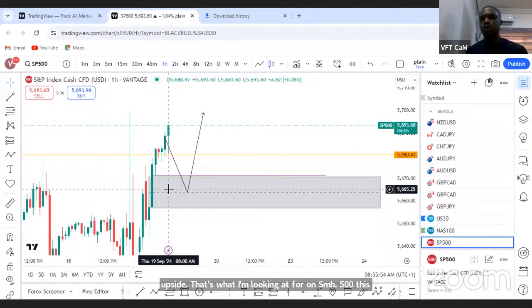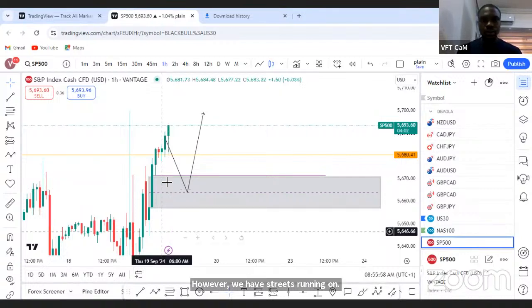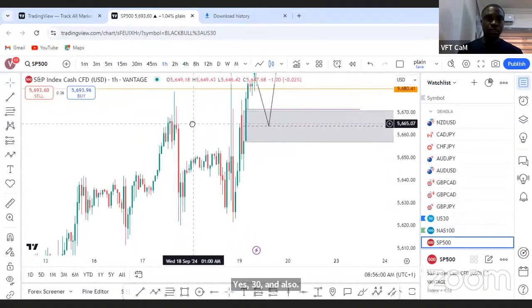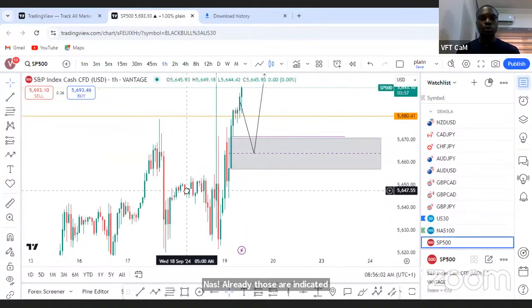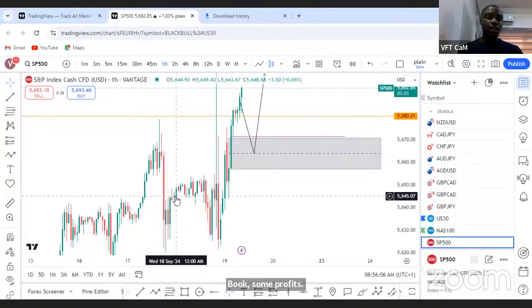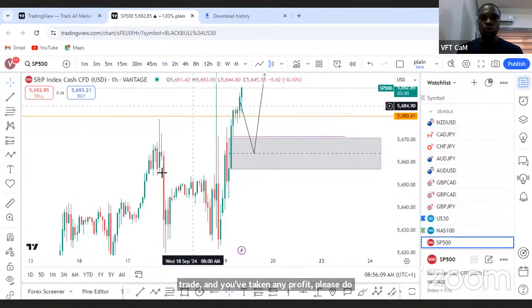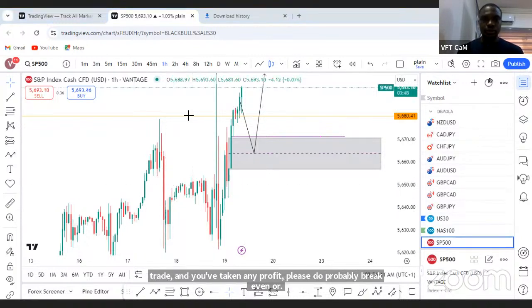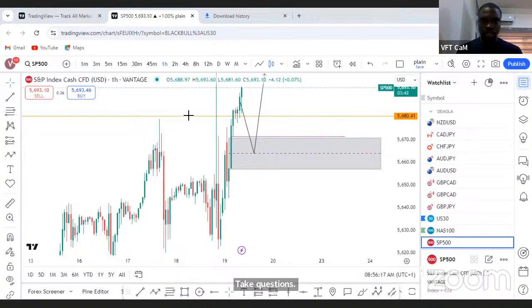However, we have trades running on US 30 and also NAS already, right? Those are in the trade already. I believe you've booked some profits. And if you're not in the trade, or if you're in the trade and you've not taken any profit, please do. Probably we break even or we take partials, right? So that's all for this morning.